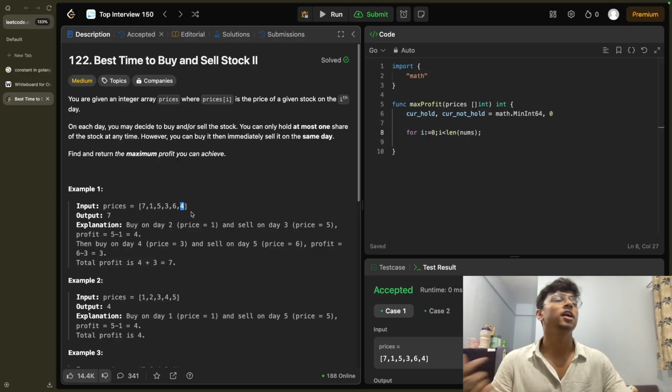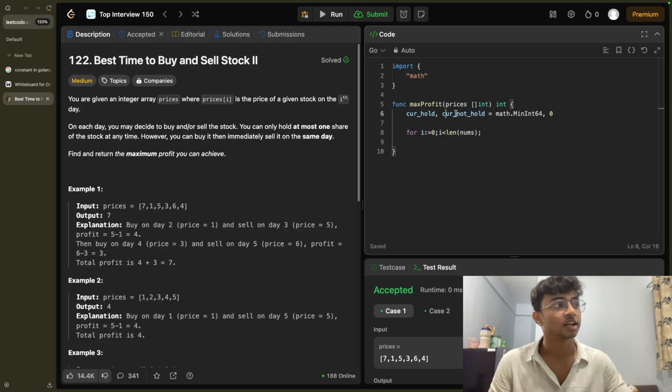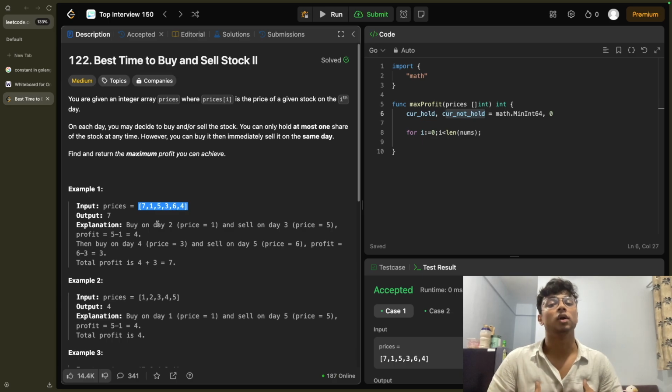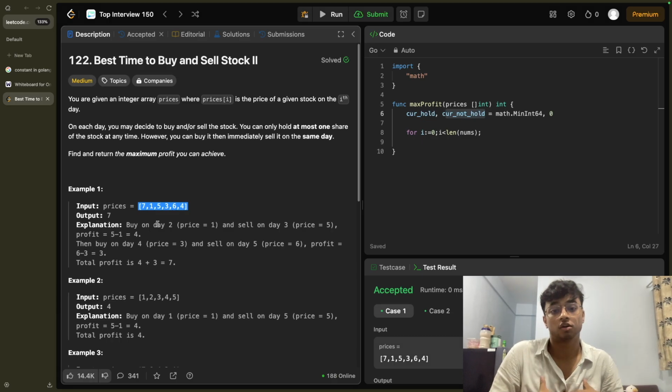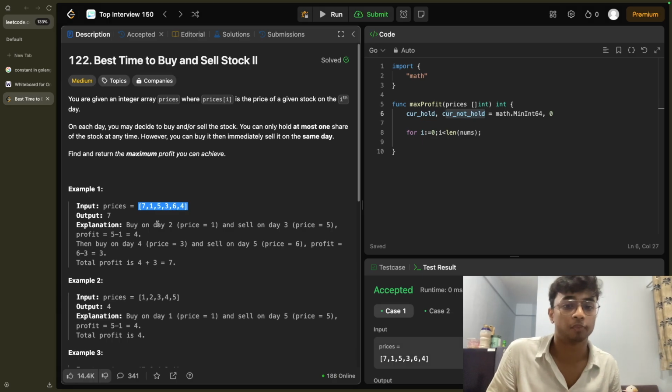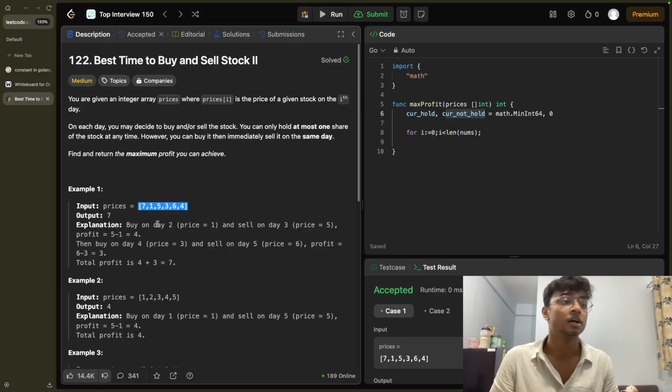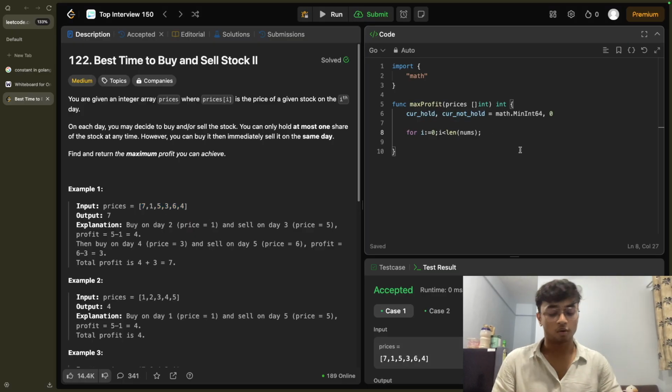And finally, we'll end up returning the value for not holding state, because we know that when we are done with the array, we don't want to end up holding any stock with us, because that's just gonna cost us extra money. That's a liability at that point. We want the maximum profit. So that's why we'll traverse through the whole length of the array, and we'll increment by 1 at each step.